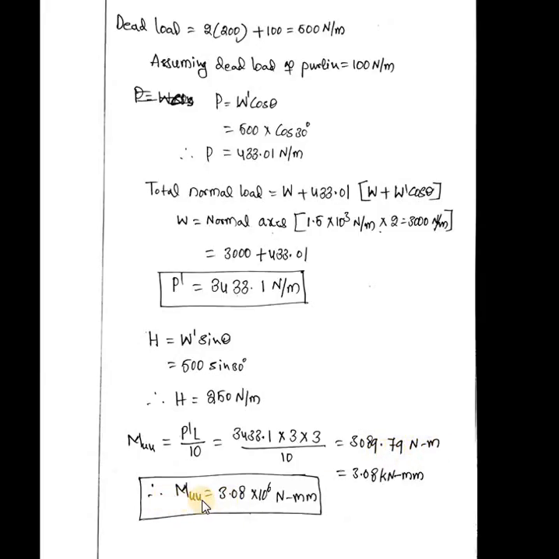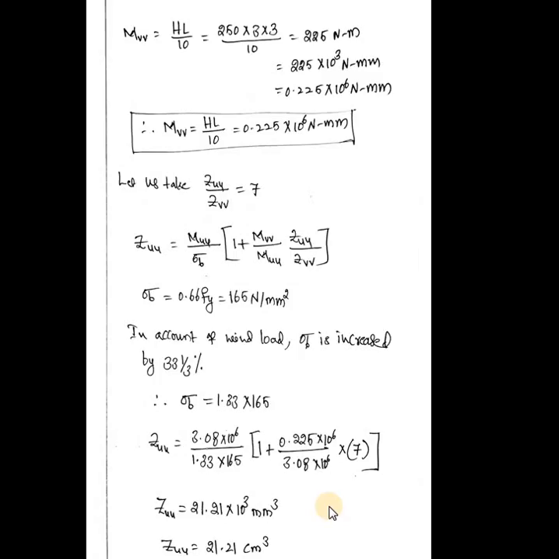Finally, our MUU value is equal to 3.08 into 10 power 6 Newton mm. In the same way, MVV is equal to H into L by 10, that is, H value is 250 into 3, and L value is 3, divided by 10. Now you got 225 Newton meter. Our final value is 0.225 into 10 power 6 Newton mm. That is our MVV value.